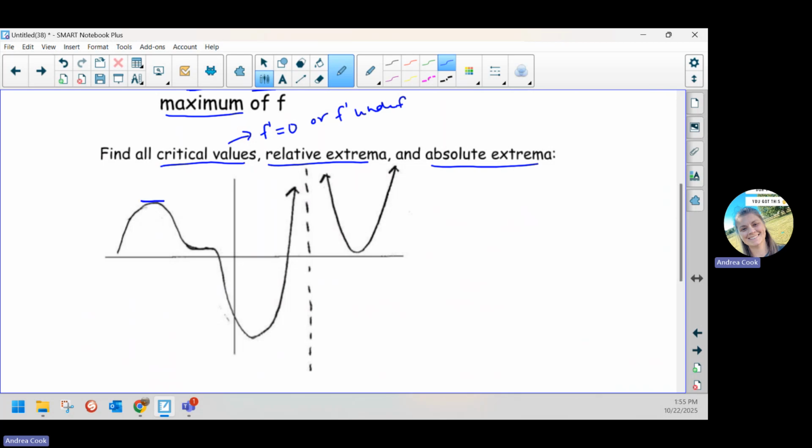So right here is a critical value. Here is another horizontal tangent, so that's another critical value. There is another horizontal tangent, so a critical value right there. Another horizontal tangent, so right there is a critical value. There are no sharp turns, but on this graph, there is an undefined point, so this is also considered a critical value.